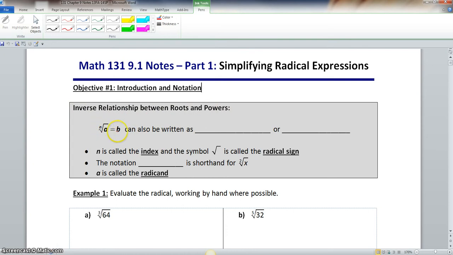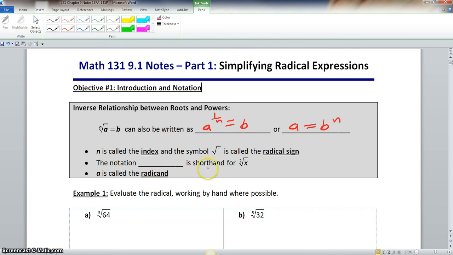The nth root of a is equal to b can be written as a to the 1 over n power is equal to b, or we could write this as a is equal to b to the n power. n is called the index, and the symbol is called a radical sign. This is just a radical sign.